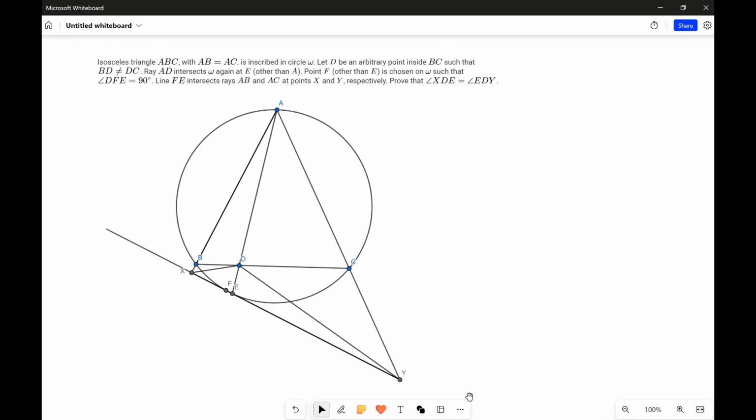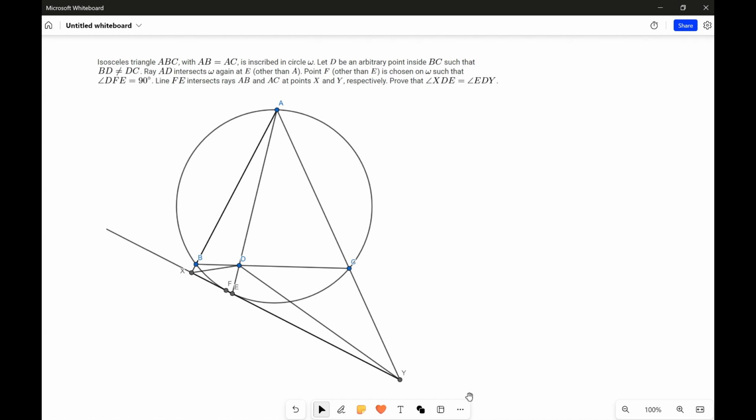Point F other than E is chosen on omega such that angle DFE is equal to 90 degrees. Line FE intersects rays AB and AC at points X and Y respectively. Prove that angle XDE is equal to angle EDY.